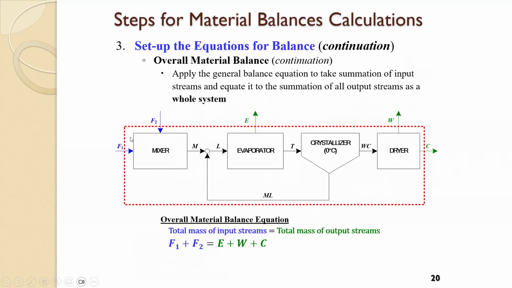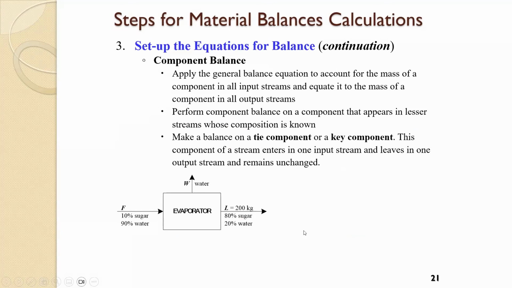In this case, I would only look at the red dotted line. I treat the whole thing as one process. The system of processes in here will be treated as one process, as a whole system. So the overall material balance will be F1 plus F2, as stated here, with E, W, and C on the other side. Okay?